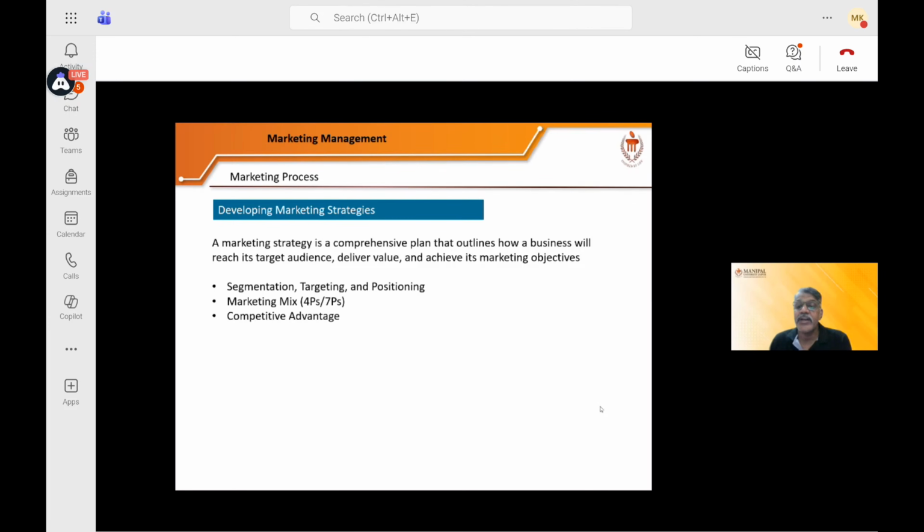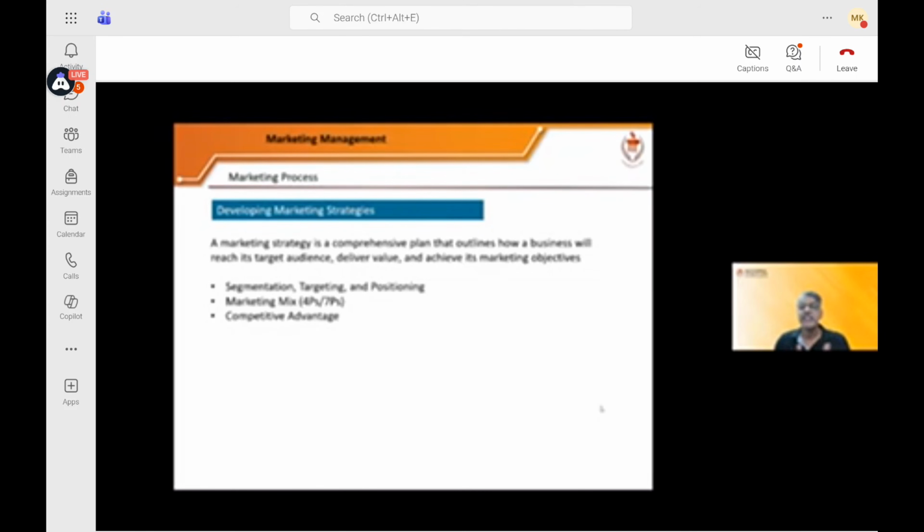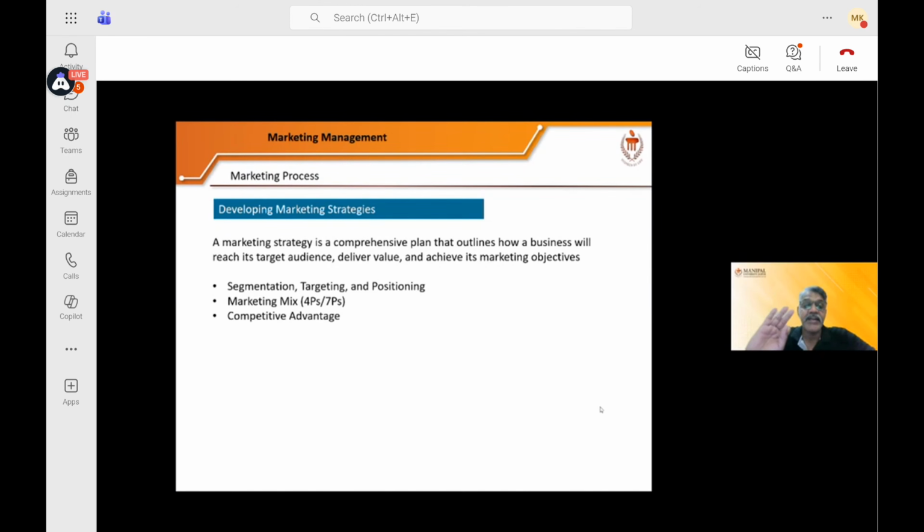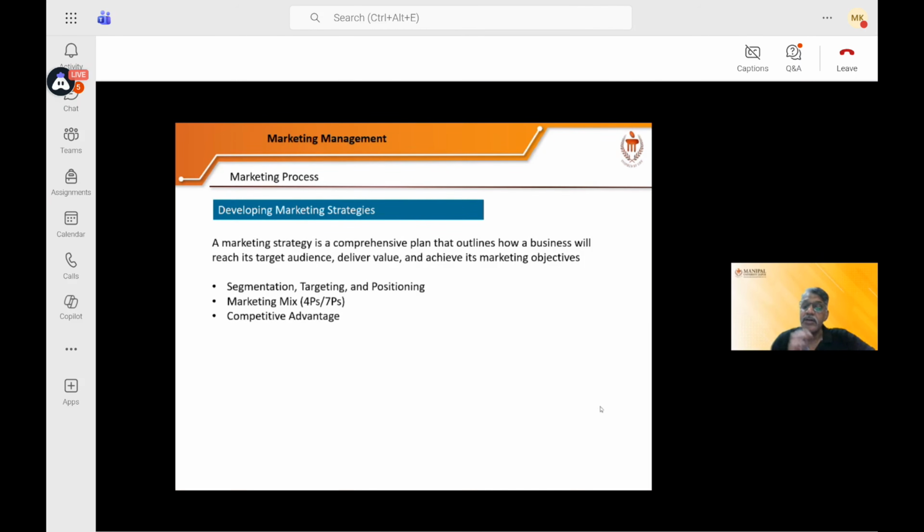Now let us understand the strategies that are used. When I speak about strategies, any business organization, when they try to combine all these 7 P's of marketing, focuses on 3 important strategies. That is segmenting, targeting, positioning. I will explain what that is. Marketing mix, which I explained now. And third, competitive advantages. Let me explain segmentation, targeting, and positioning.